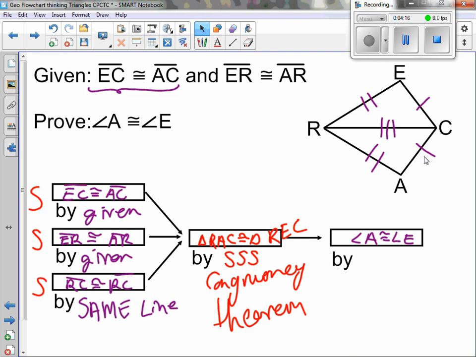So since the two triangles are congruent, we can say that angle A and E are congruent. By what? CPCTC, because corresponding parts of congruent triangles are congruent. And that's it. That's all we have to do with this here. Questions on this here? Any questions on any of this so far? We ready for the next one?